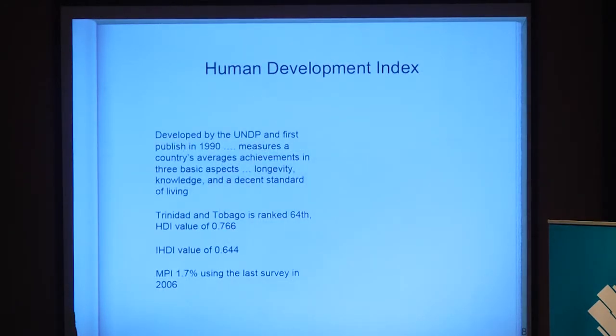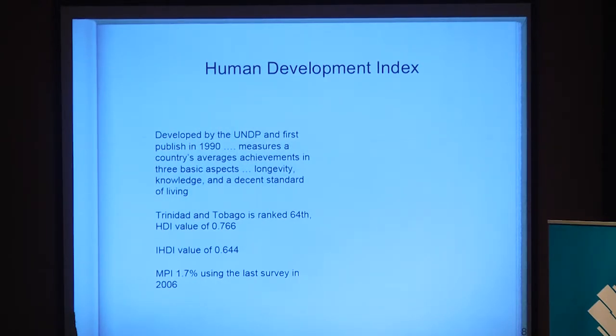So the UNDP in 1990, to move from the income-based indices of measuring development, constructed the first Human Development Index, which is to be used as a measure to better represent human achievement across three main capabilities, namely longevity in terms of life expectancy, knowledge measured by adult literacy and the combination of primary, secondary, and tertiary enrollment, and standard of living measured by GNP per capita PPP.